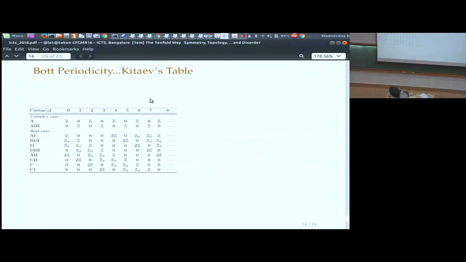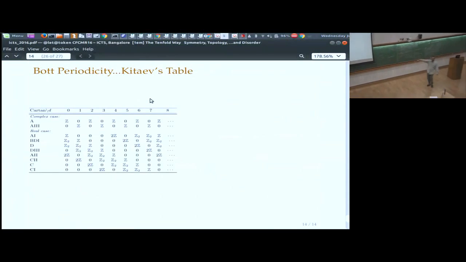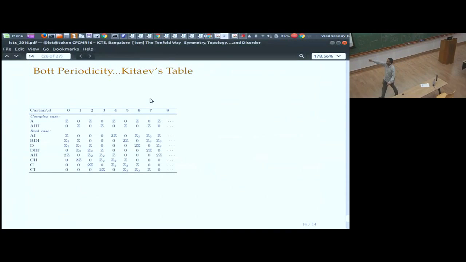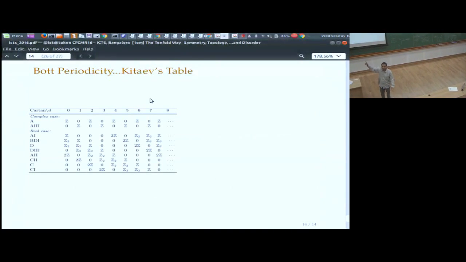Okay. The answer for that topological classification is this. And this is the periodic table of Kitaev. Now, let's understand what the table means. And we'll work out this table on the board today. All the 10 classes we will work out, with simple examples to motivate the idea. What does this mean?